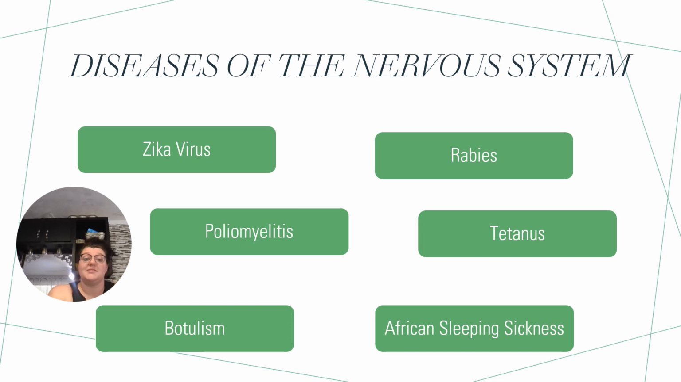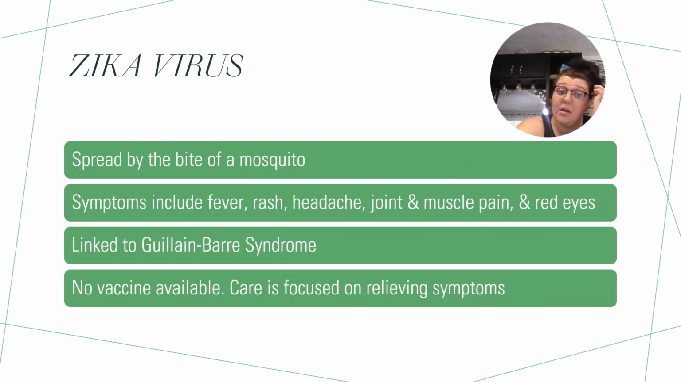And last, we're going to talk about some diseases of the nervous system. So we have the Zika virus, rabies, poliomyelitis, tetanus, botulism, and the African sleeping sickness. First, we have the Zika virus. So this is actually spread by the bite of a mosquito. Symptoms can include a fever, a rash, a headache, joint and muscle pain, or red eyes.